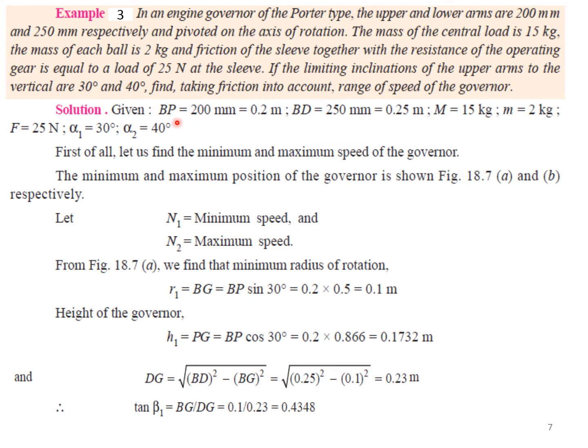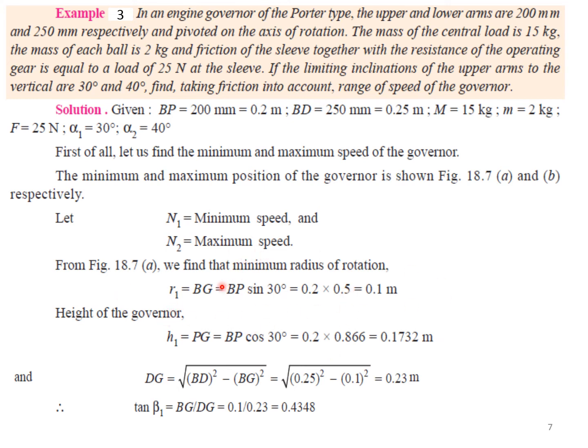First we'll draw the figure and then we'll take down the given data. BP is 200 mm, BD is 250 mm, capital M is 15 kg, small m is 2 kg, friction is 25 newton, alpha 1 is 30 degree, alpha 2 is 40 degree. We will take down the figure, which I will show in the next slide. We calculate the value of N1 and N2. Before calculating N1 and N2, I need the value of H1 and the value of R1, because here R1 is not given.